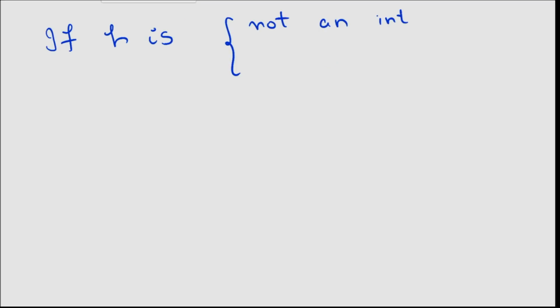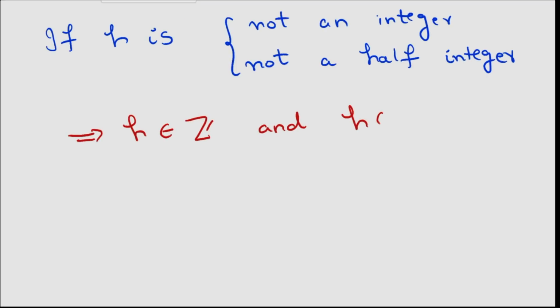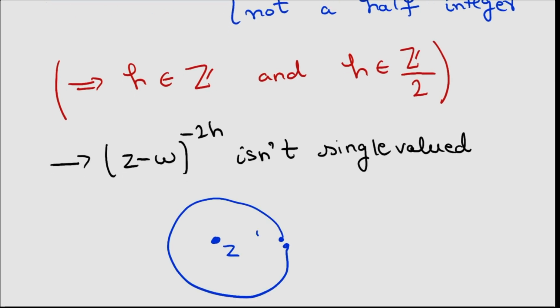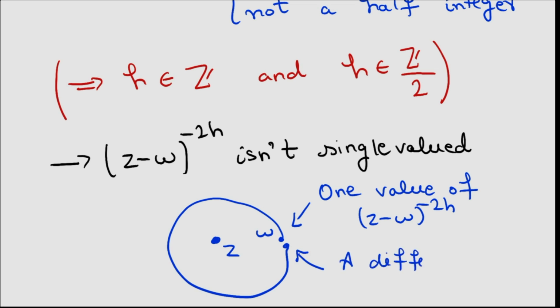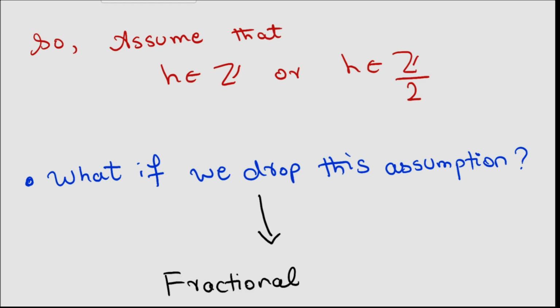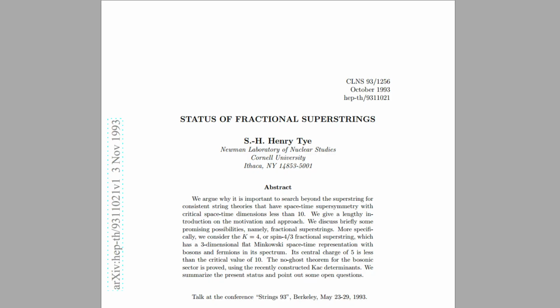Now, if h is not an integer or a half integer, it is easy to see that (z minus w) to the power negative 2h won't be single valued when w circles around z. This multivaluedness can cause many problems. To avoid these problems, we assume that all the currents in our theory have integer or half integer conformal weights. But what will happen if we drop this assumption? We get something called fractional strings. An interested viewer can read Ty's reviews for details.